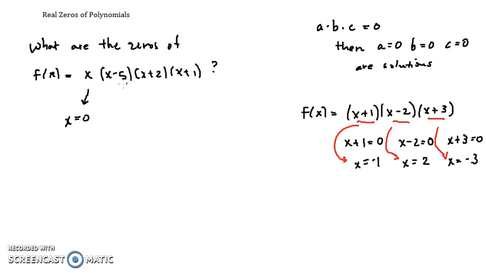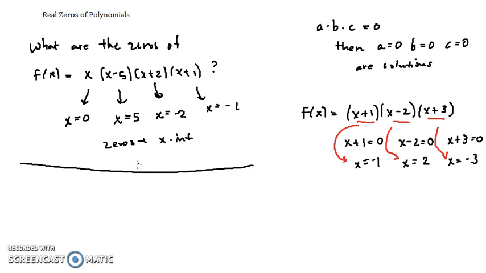And that's true anytime x is by itself. For x minus 5, we get a solution of x equals positive 5. For x plus 2, we get a solution of negative 2. And for x plus 1, we get a solution of negative 1. Okay, so these are our solutions. They're also our zeros, which means they're also our x-intercepts. So we can go between a polynomial and the graph very quickly just by looking at it in its factored form.